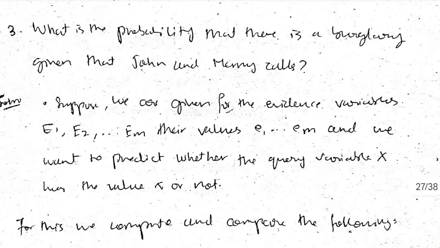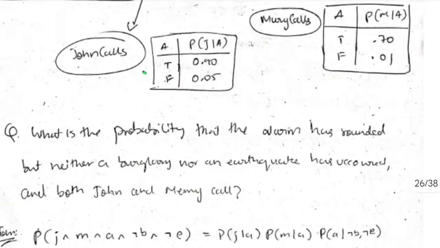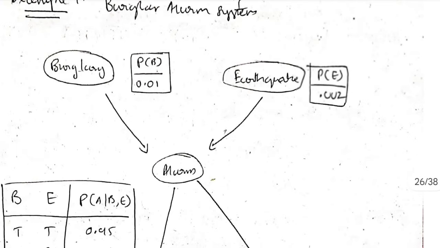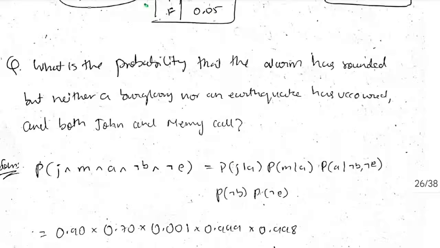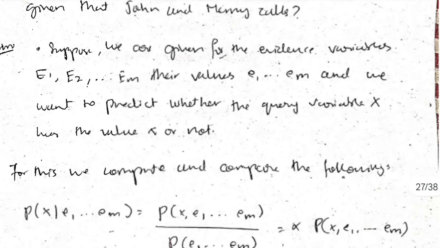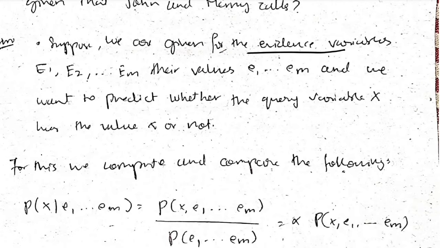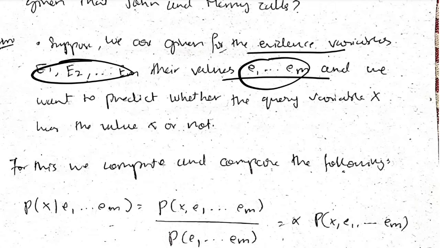Next we have, what is the probability that there is a burglary given that John and Mary call. Now this is a reverse question. In this we have been given that there is a burglary or not, that you have to find out given that John and Mary call. In this we have to go in a reverse manner. In the reverse manner, how we will do, we have been given the evidences and their values. Evidences are John and Mary calls, values are true and true. John call is true, Mary call is true.